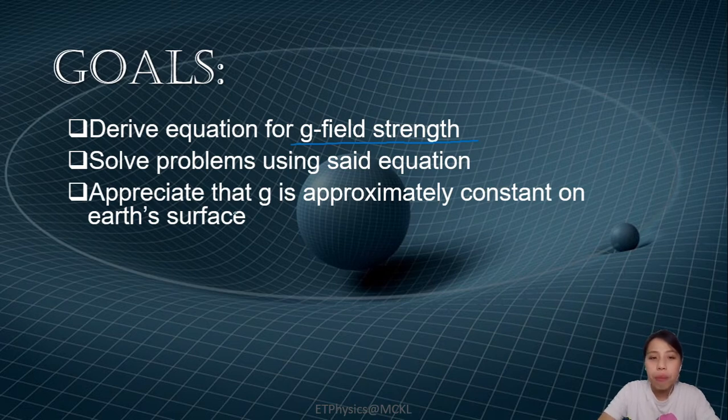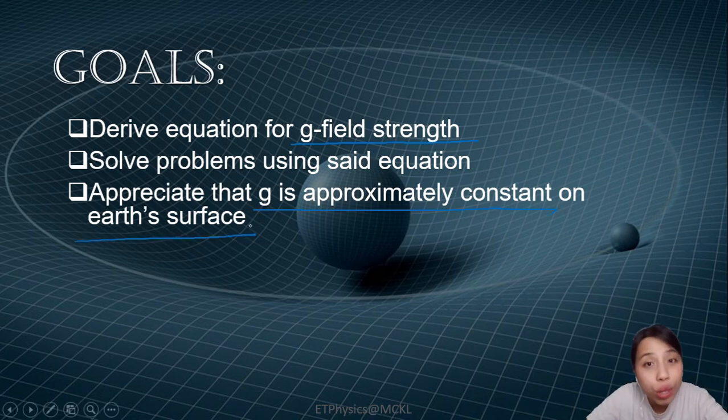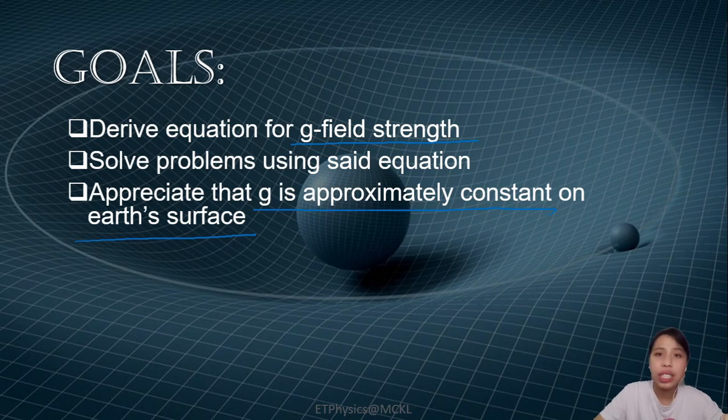And then lastly, we want to know, what does this sentence mean? Appreciate that g is constant on the Earth's surface. I promise you, it's nothing new. You'll be shocked when you see it, like, oh, it makes sense now. Anyway, these three things, make sure you know these by the end of the video. Now, without further ado, let's take a look at gravitational fields.